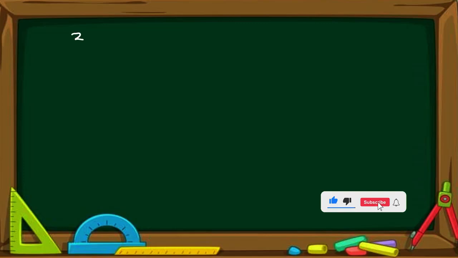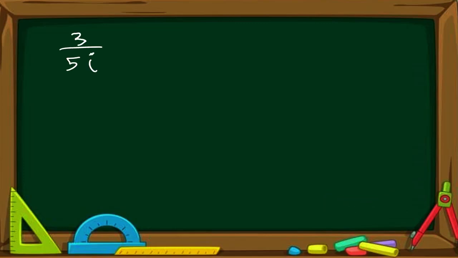In this video, we're going to simplify 3 divided by 5i. What would you do in this example? The best thing we could do to get rid of the complex number in the bottom is to multiply the top and the bottom of the fraction by i.